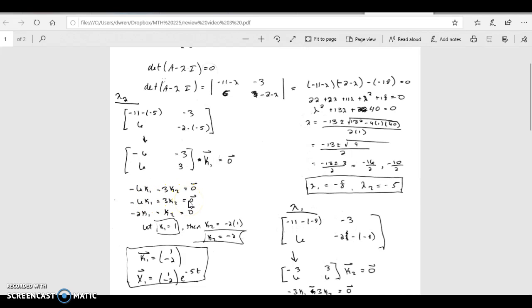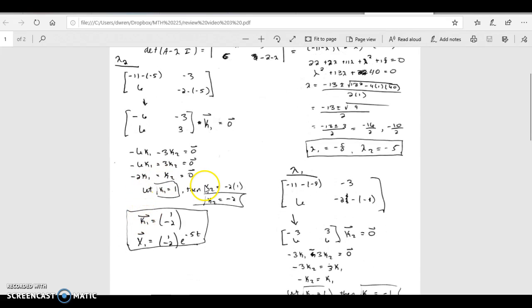Ignore that 0 vector, it shouldn't be there. Same thing here, I don't know what I was doing. Negative 2 k1 equals k2. That's just dividing by 3. So k1 will be our free variable, and k2 will be the dependent. We can set k1 to what we want, we'll set it to 1 here, and then k2 will be equal to negative 2 times 1, so k2 equals negative 2, which gives our k1 vector as 1 and negative 2. Our x1 vector would equal 1, negative 2 times e to the lambda t, or negative 5t in this case.